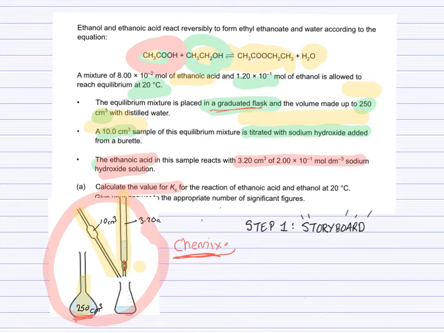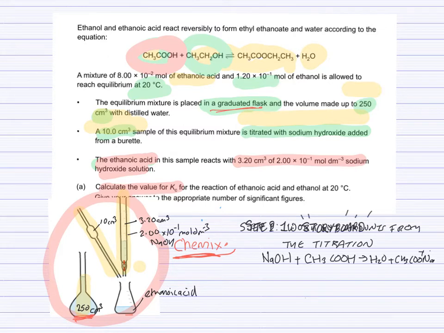Visual imagery is a lot easier to see, especially if you're asked to describe an experiment, how you'd find the Kc of an ester. So what I'm doing here is filling in the volume of the sodium hydroxide that was used for titration, the concentration of the sodium hydroxide that was used from the titration, and also the volume of the mixture that was taken from the equilibrium mixture and pipetted into the conical flask.